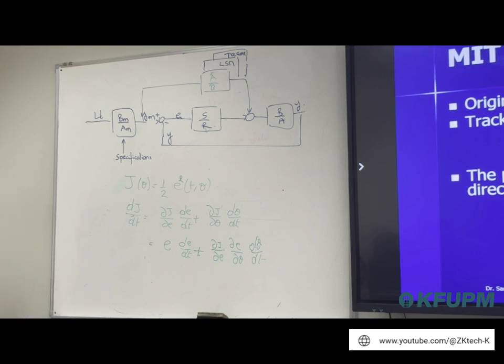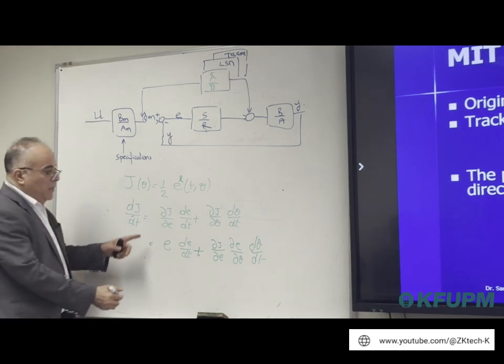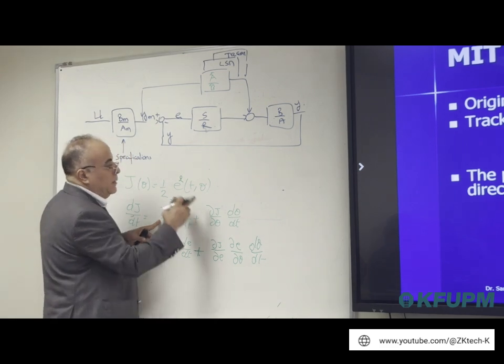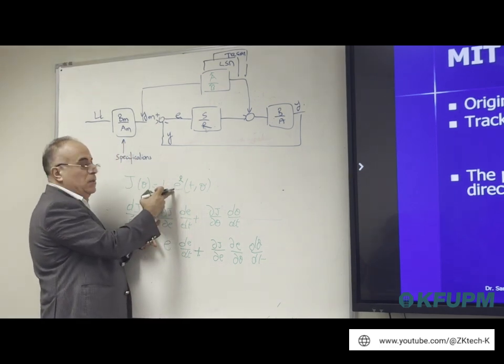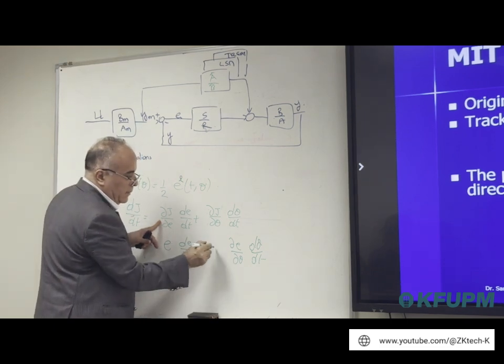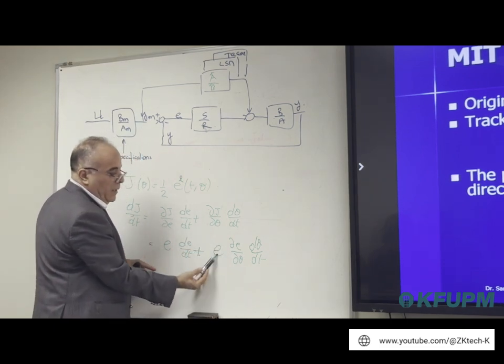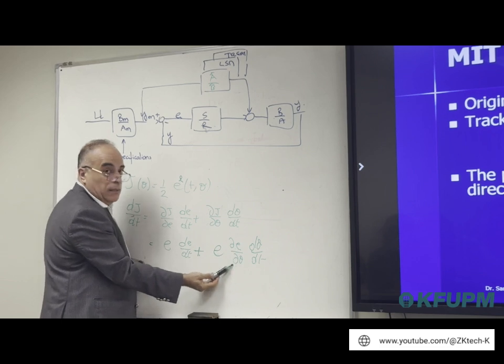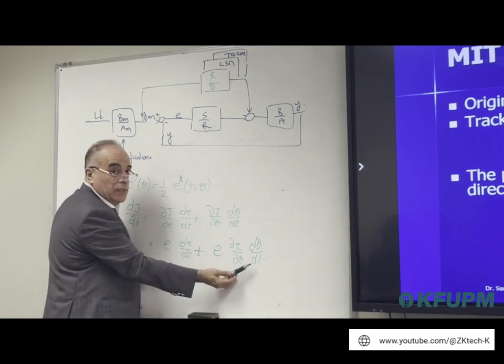You agree with this? Derivative of J with respect to e, we said it's e squared. Derivative with respect to e is 2e times half. This is e, so this one is e. Then we have the derivative of e with respect to theta multiplied by the derivative of theta with respect to time.